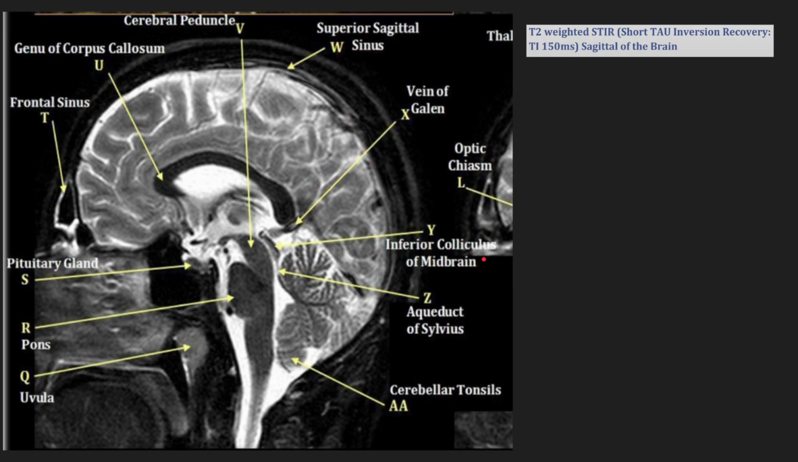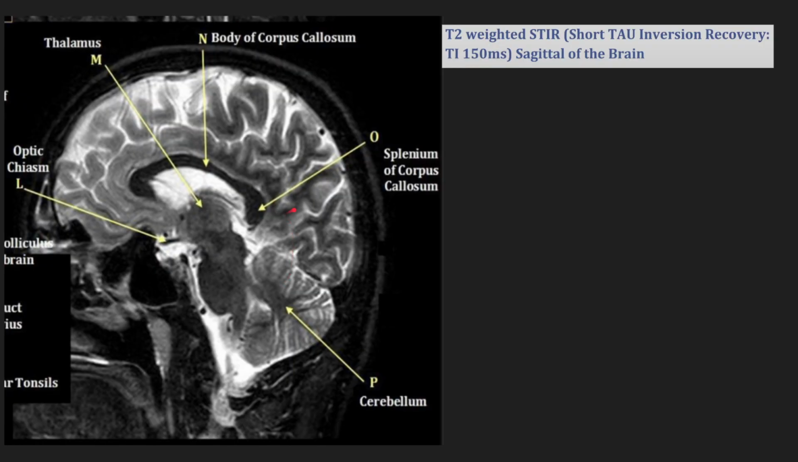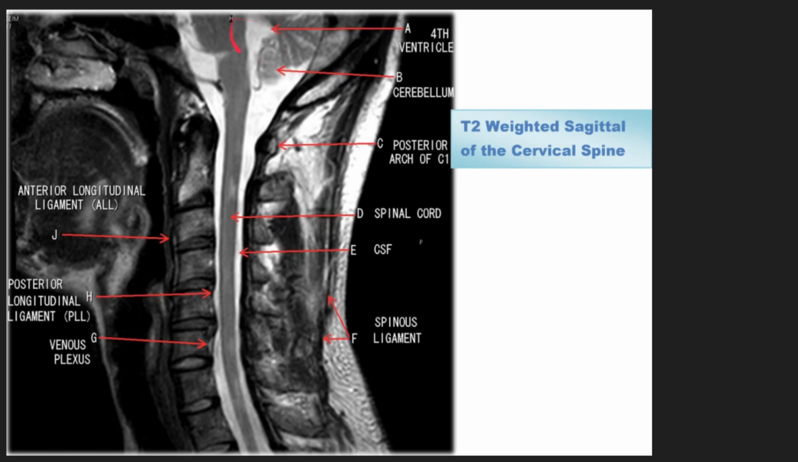You have the inferior colliculus of the midbrain, the aqueduct of Sylvius between third and fourth. Body of the corpus callosum, splenium, thalamus is here, optic chiasm, cerebellum. Fourth ventricle again, cerebellum, posterior arch of C1. You have the spinal cord here, CSF. Anterior longitudinal ligament right there, and posterior longitudinal ligament behind.